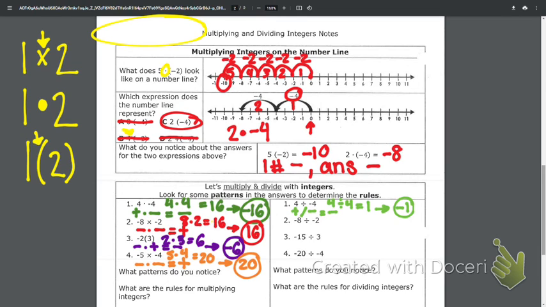This next one is -8 divided by -2. So we have a negative divided by a negative, which means my answer will be positive because they're the same sign. Now I just do the division. 8 divided by 2. 2 goes into 8 4 times. So that means that my answer will be +4.